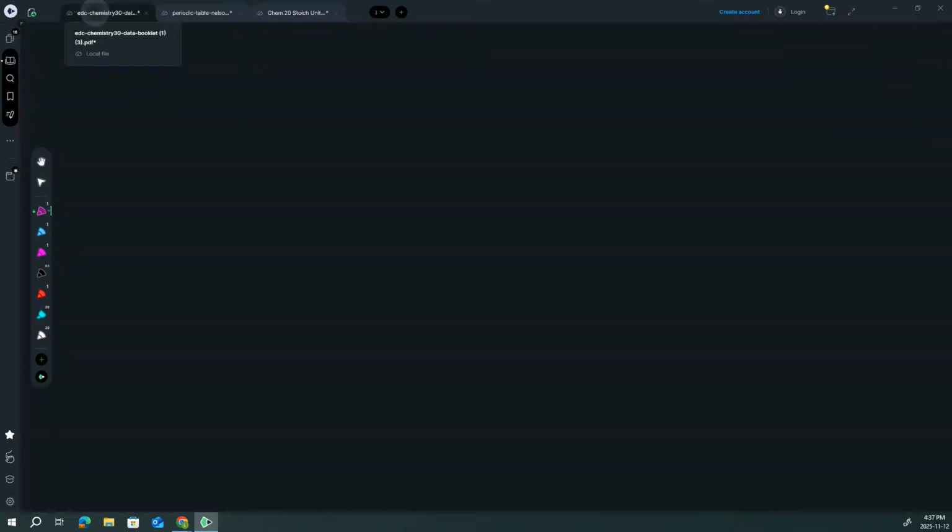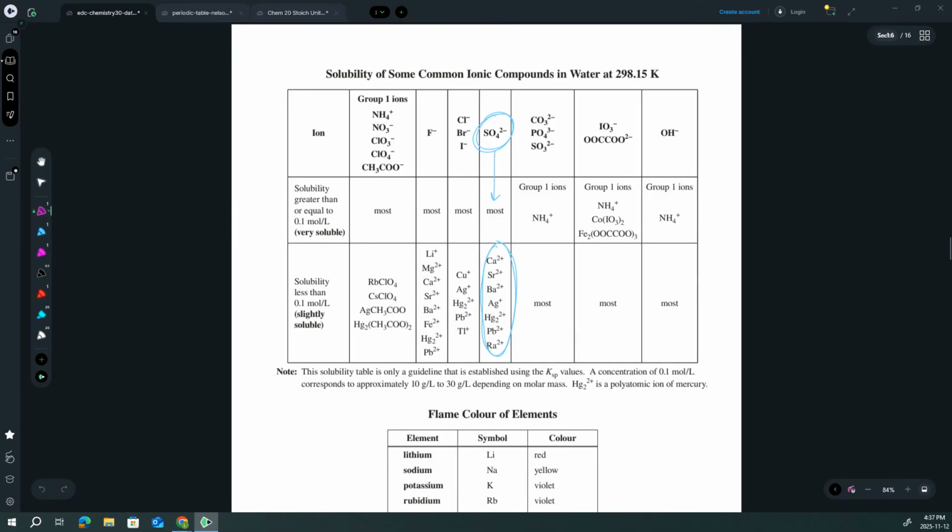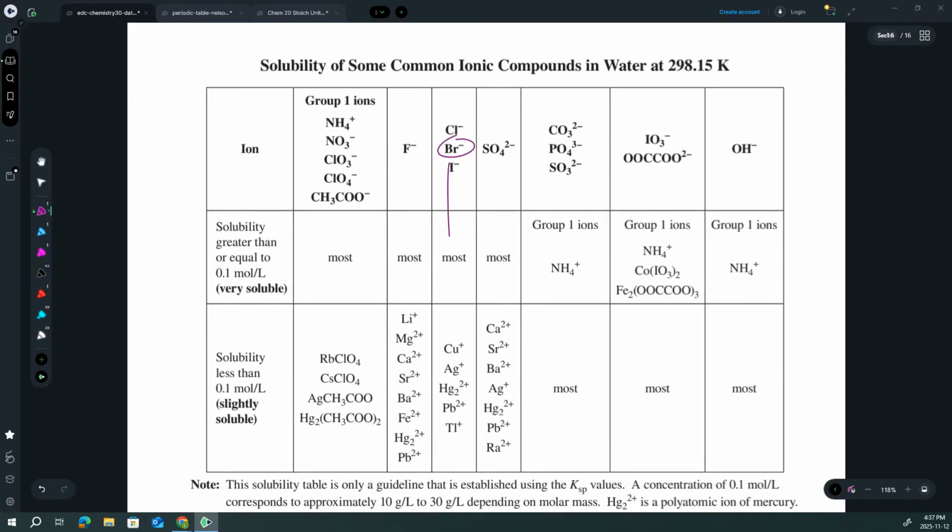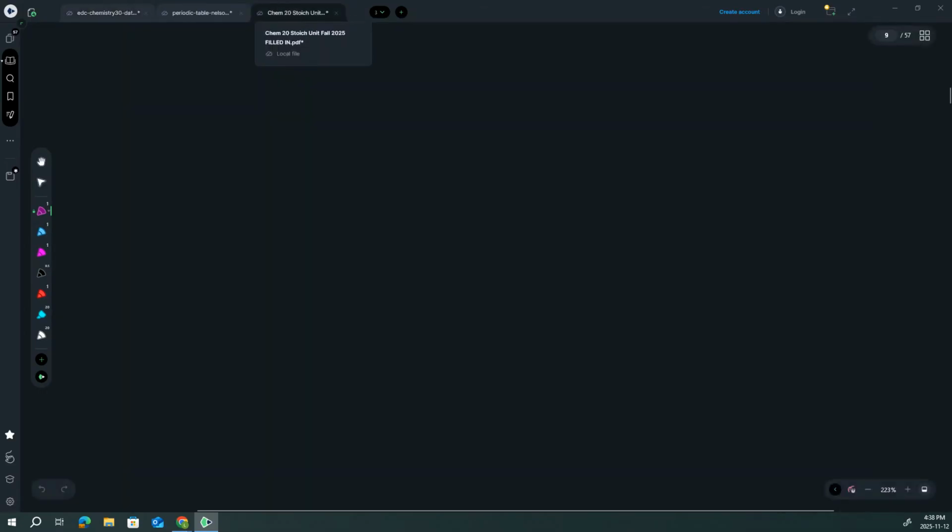Okay, potassium bromide. Let's figure out where the anion is. So bromide's right here. Most things are soluble. Potassium isn't in our list of exceptions, so it's soluble.